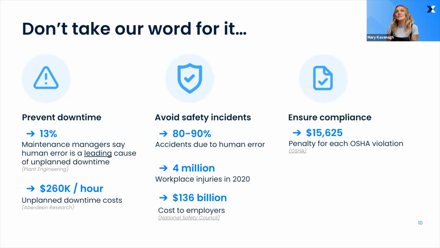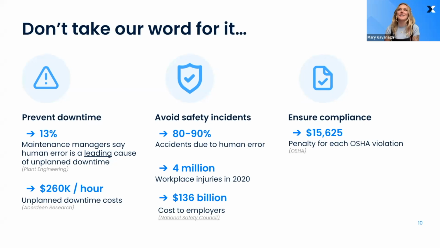It'll help us to avoid safety incidents. I found out that 80 to 90% of accidents occur due to human error. We've discussed how that can be reduced via procedures. There were 4 million workplace injuries in 2020 at a cost of $136 billion to employers. I'd quite like $136 billion. I'm sure you would too. So again, reducing that human error, improving our safety through use of procedures can only be a benefit.